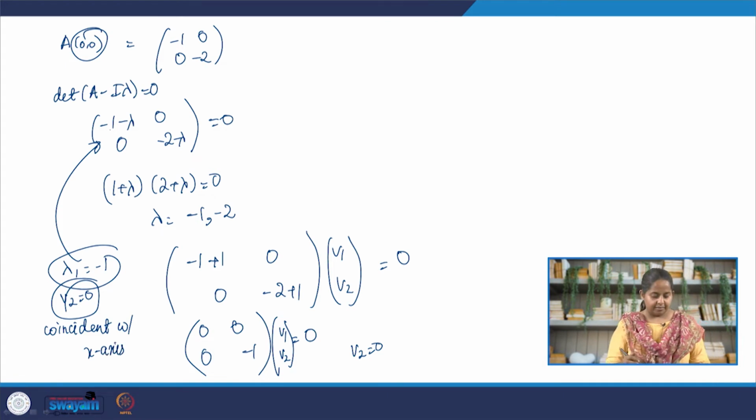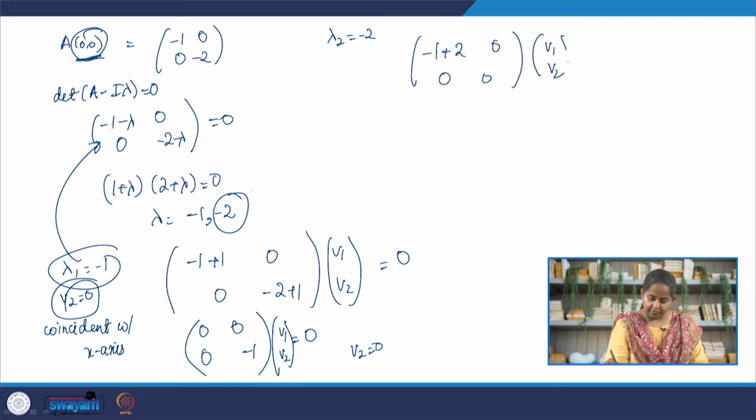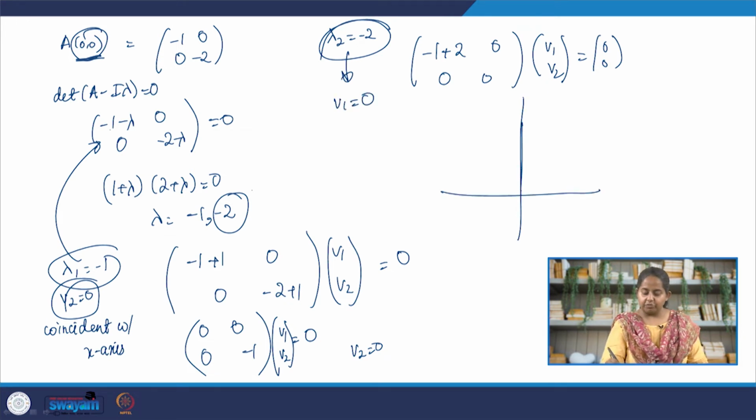with x-axis. Now, let us find out the eigenvector for the next eigenvalue, which is -2. Again, we are still talking about the first fixed point that we have taken up. Exactly the same process. What you will see here is that corresponding to this eigenvalue, the eigenvector is v1 is equal to 0, which means no matter what your movement is in the direction of y, v1 is 0. This eigenvector is coincident with the y-axis.